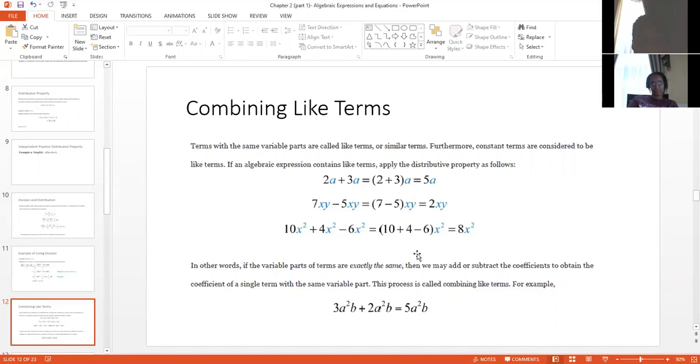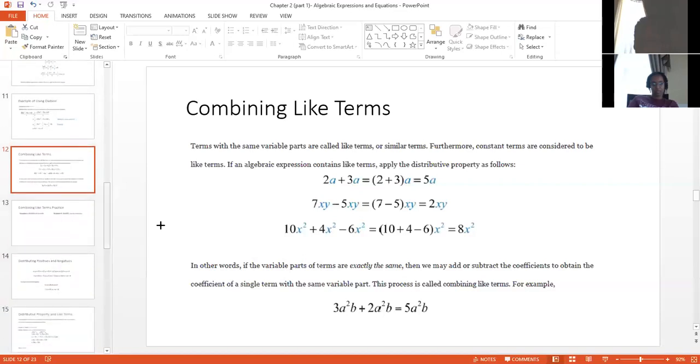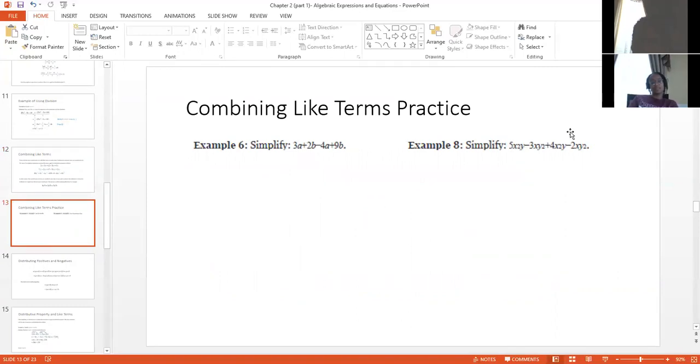This process is called combining like terms, when the variable parts are exactly the same. Does this make sense? We're going to do practice on this. All you're doing is adding the coefficients if the variable parts are the same. Okay. Combining like terms practice. Just do example 6 for sake of time.